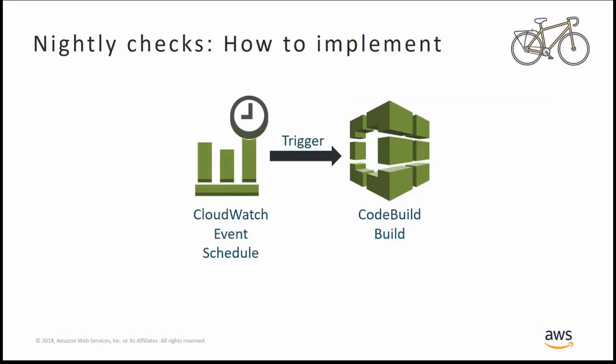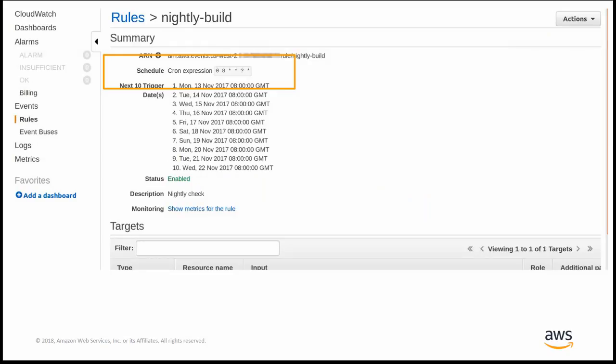In order to implement this, I'm going to use CloudWatch events like I talked about for the continuous integration glue. In CloudWatch events, you can set up a schedule. So we're going to set up a schedule to run this nightly, and that's going to trigger a code build. So here on the CloudWatch events console, I have a rule configured that simply has a cron expression. So this is going to run every day at 8, and that's going to trigger off a code build.